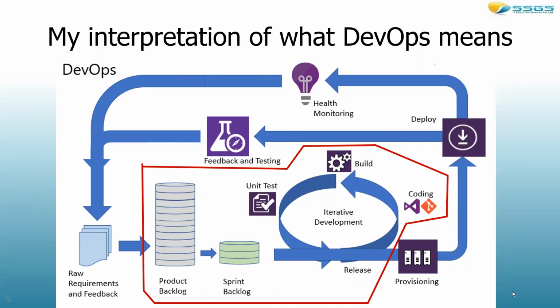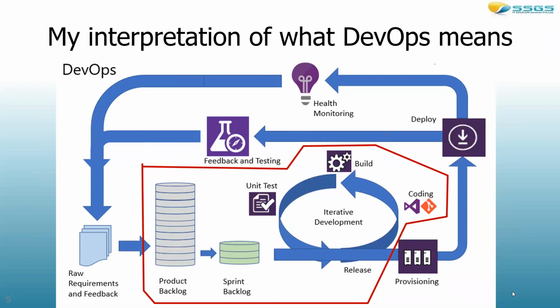That deployment may be on multiple environments, like you may have a dev environment and a test environment and maybe a staging or UAT environment, and then finally the production environment. So we have that entire deployment process which is needed.